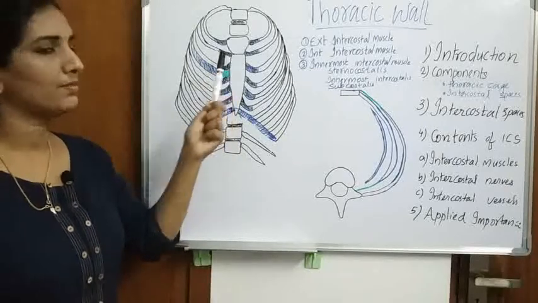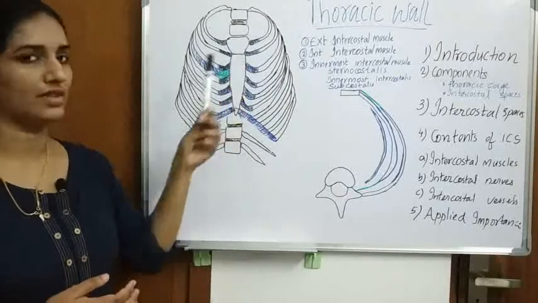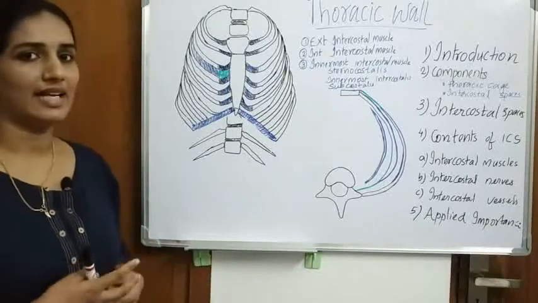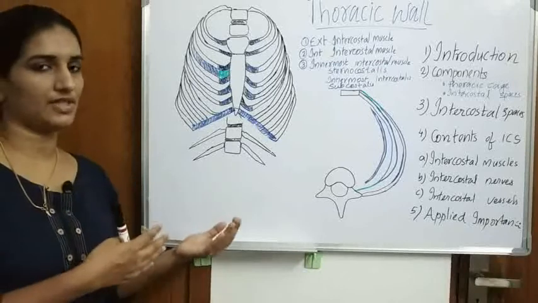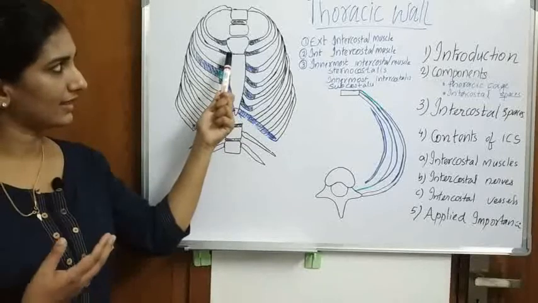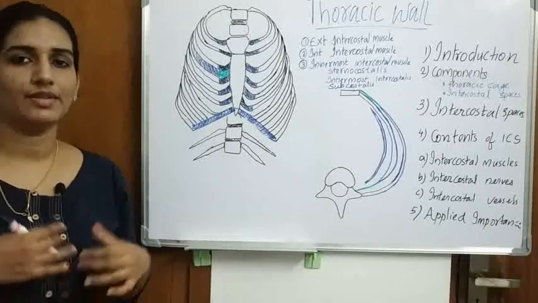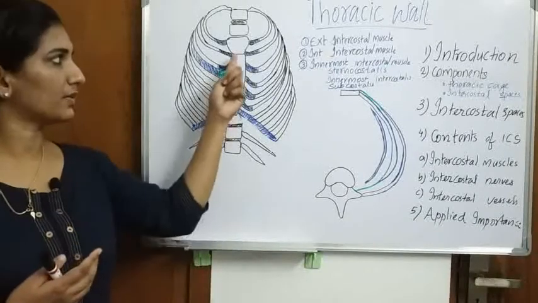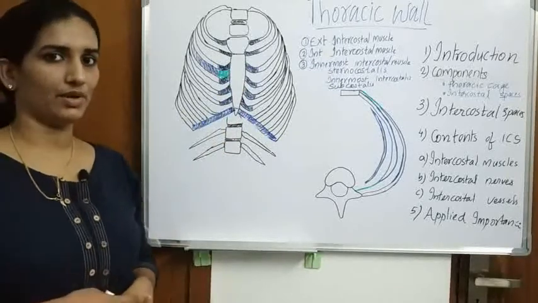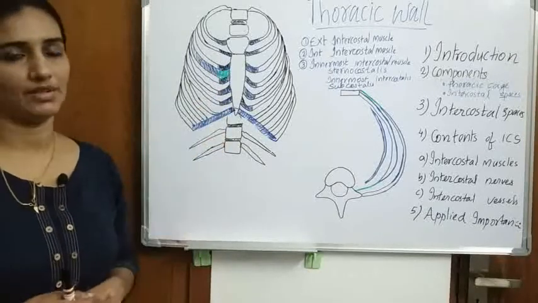This manubrium forms an angle posteriorly with the body at the manubriosternal joint, and that angle is known as the sternal angle. The sternal angle is a surface landmark as the second intercostal cartilage is attached to the sternal angle, and also the lower border of the fourth thoracic vertebra corresponds to this sternal angle. Thus, this sternal angle is clinically important, and it is taken as the surface landmark for the examination of the thorax.